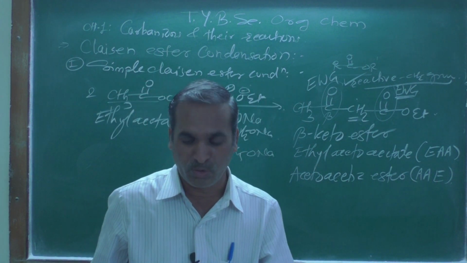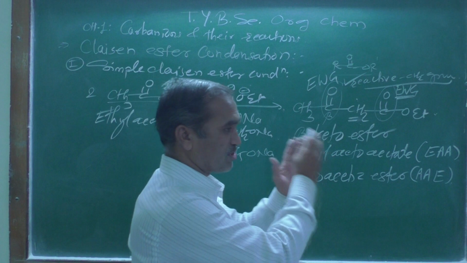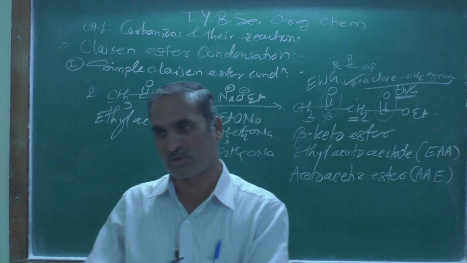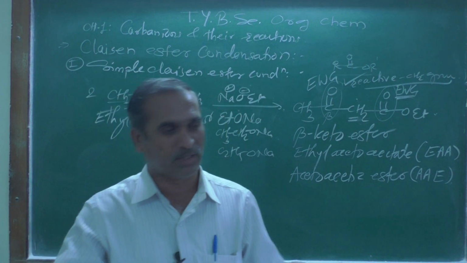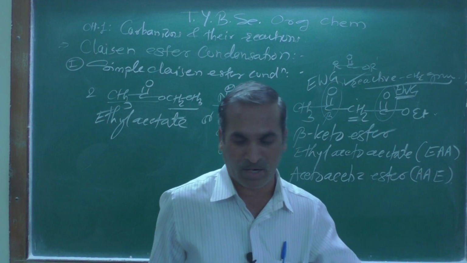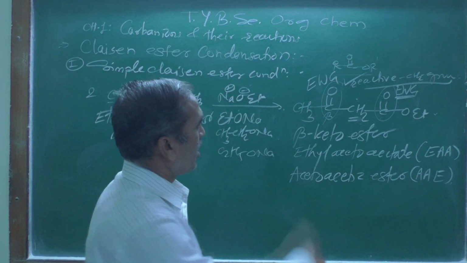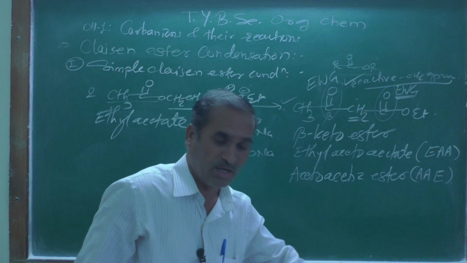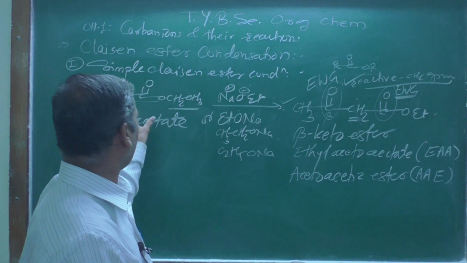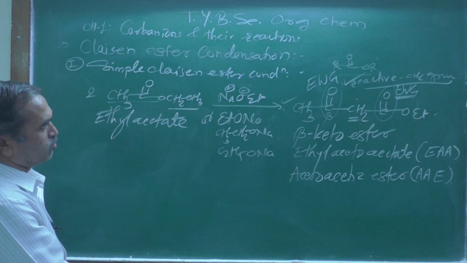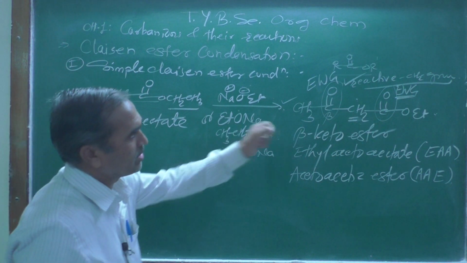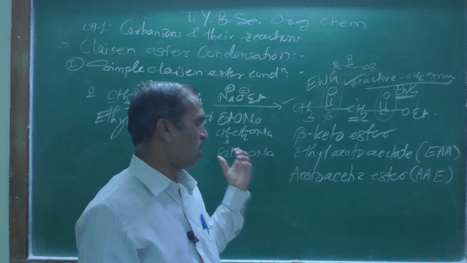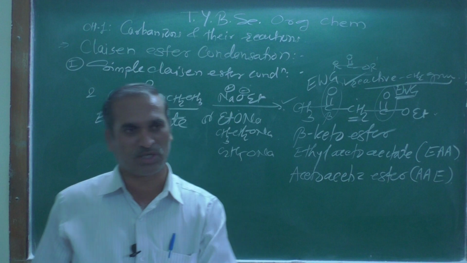Remember here, what do you mean by the reactive methylene group? Such a reactive methylene group may occur in some other organic compounds that we will see in due time. Here we are talking about this one. So how do you get this product? Because after treating two molecules of ethyl acetate, it results in a beta ketoester, or ethyl acetoacetate, or we can call it acetoacetic ester.